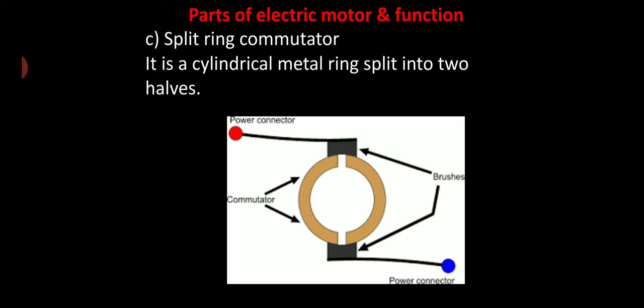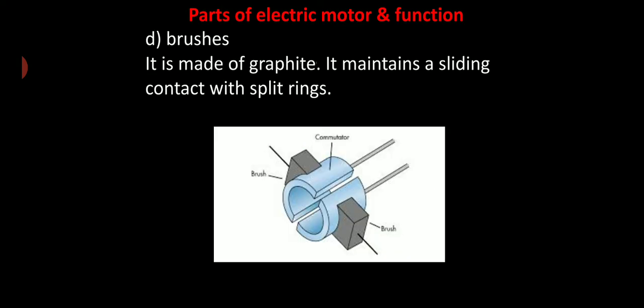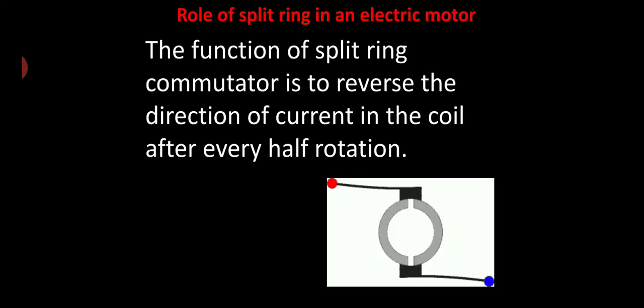Then the split rings, also called a commutator. It is a cylindrical metal ring split into two halves. Then the brushes, made of graphite. It maintains a sliding contact with the split rings.